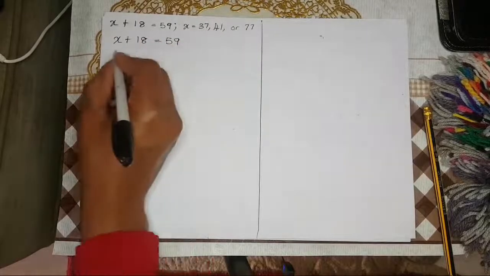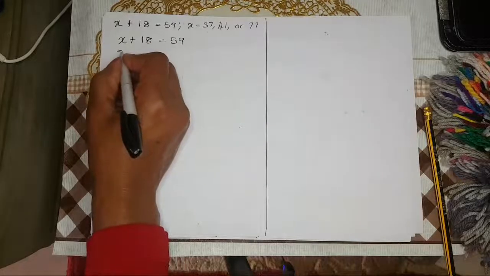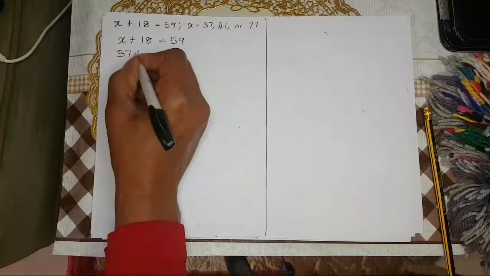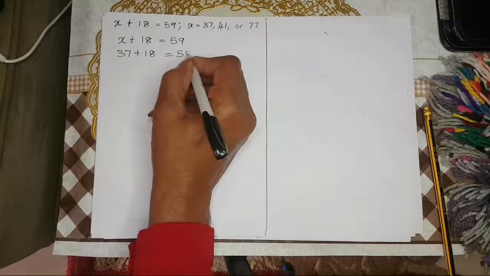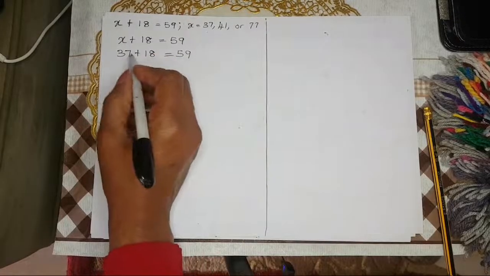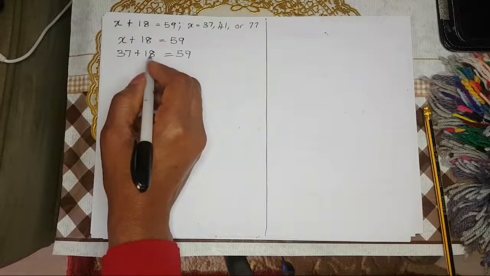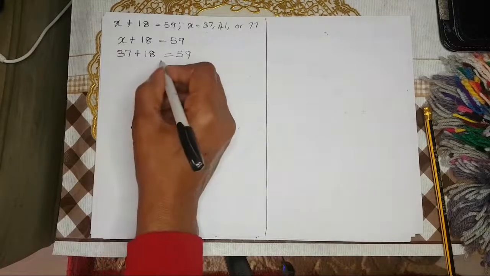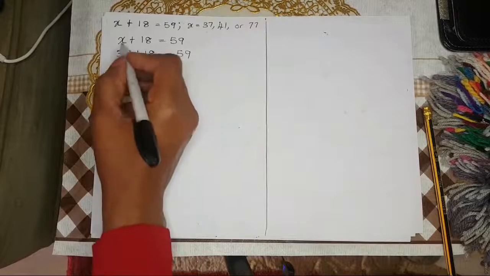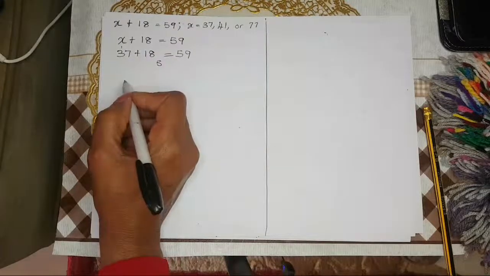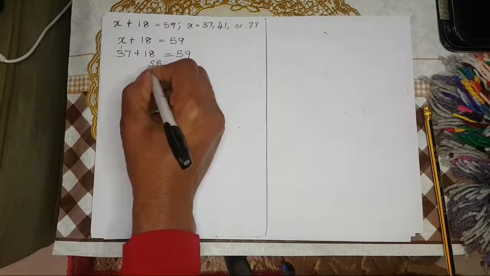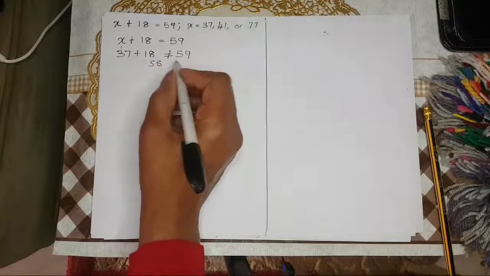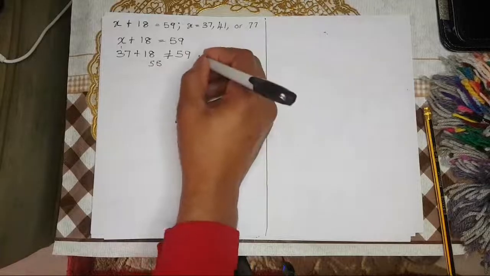So we replace x with 37, which is the first one. 37 plus 18, does it equal 59? Let's see. 8 plus 7 is going to give you what? 15. Remember 1. 3 plus 1 is 4, plus 1, 5. So it is 55, not equal to 59. This is not a solution.